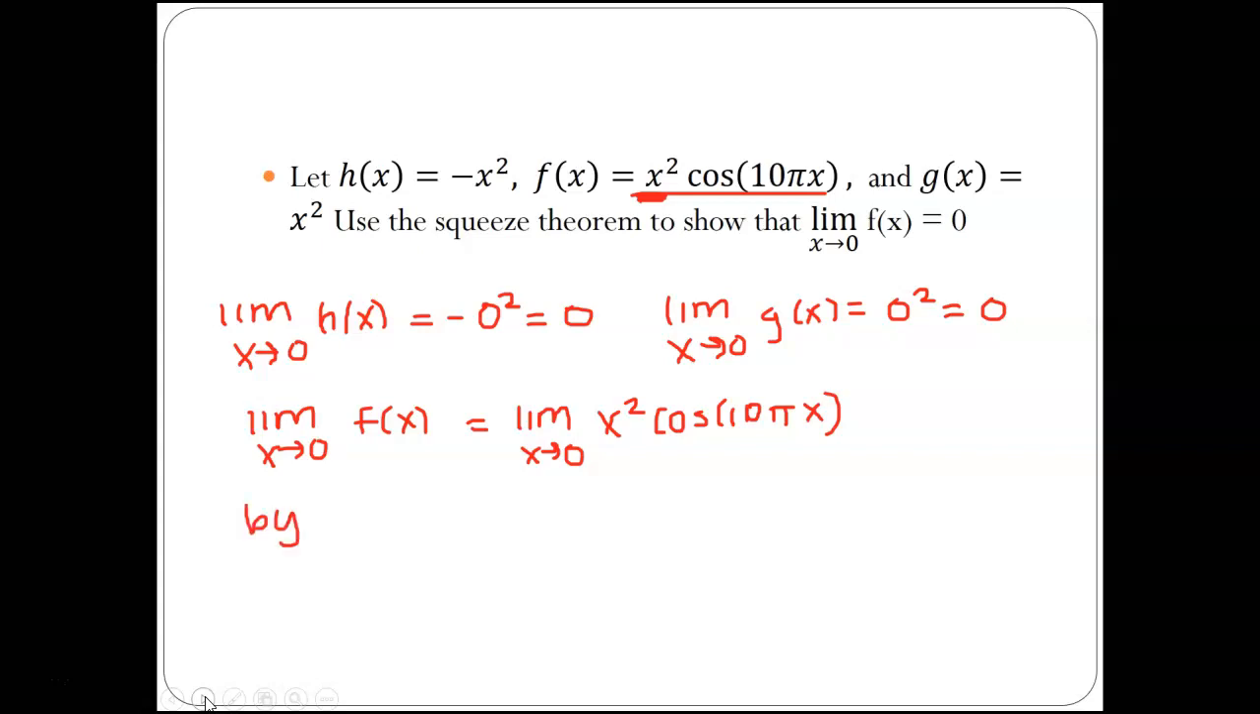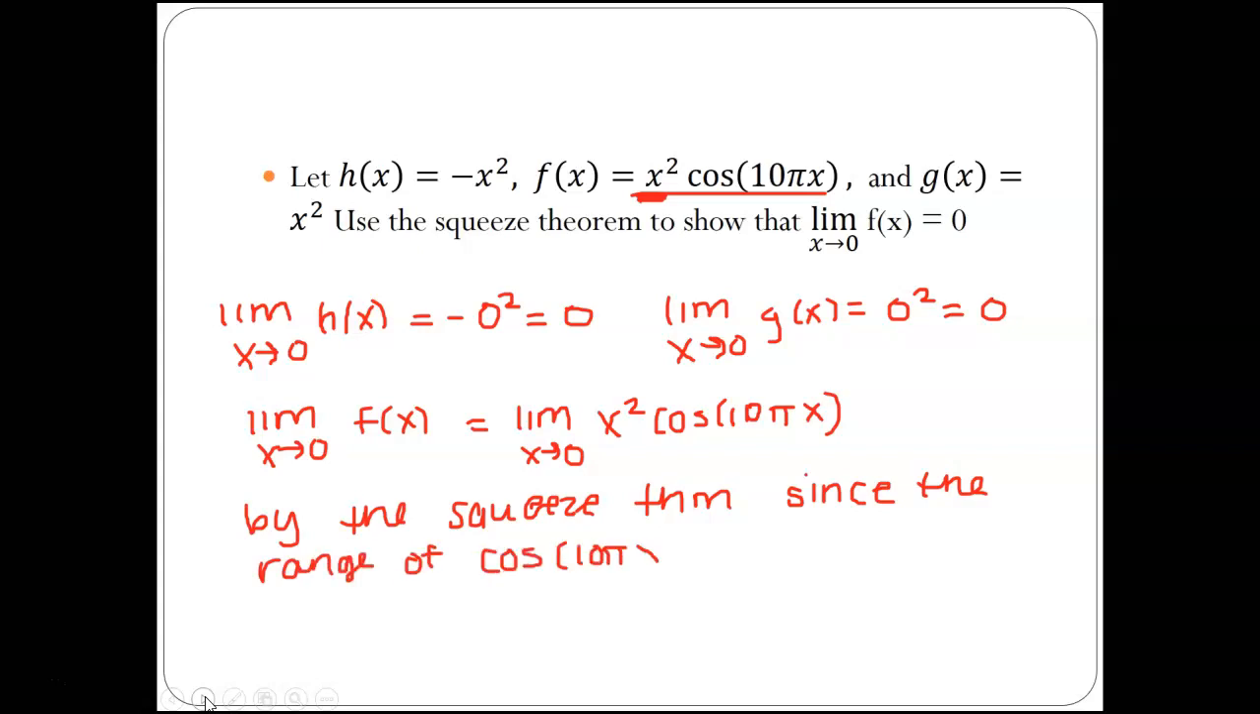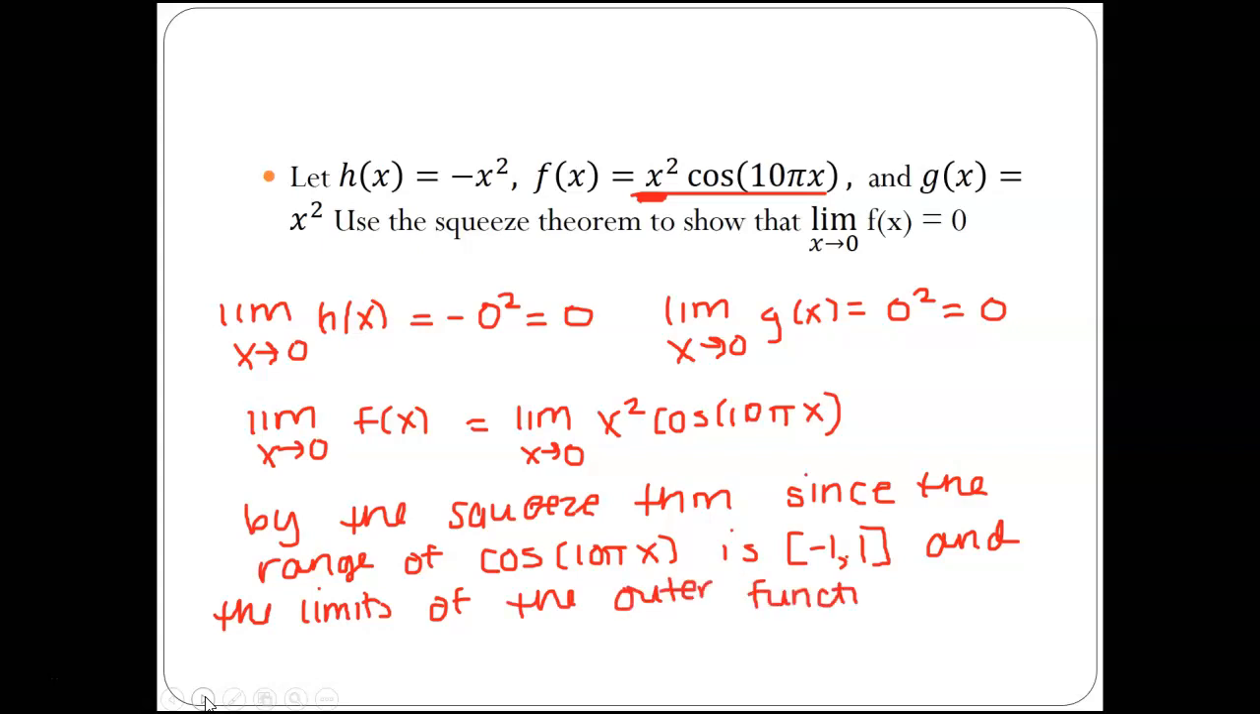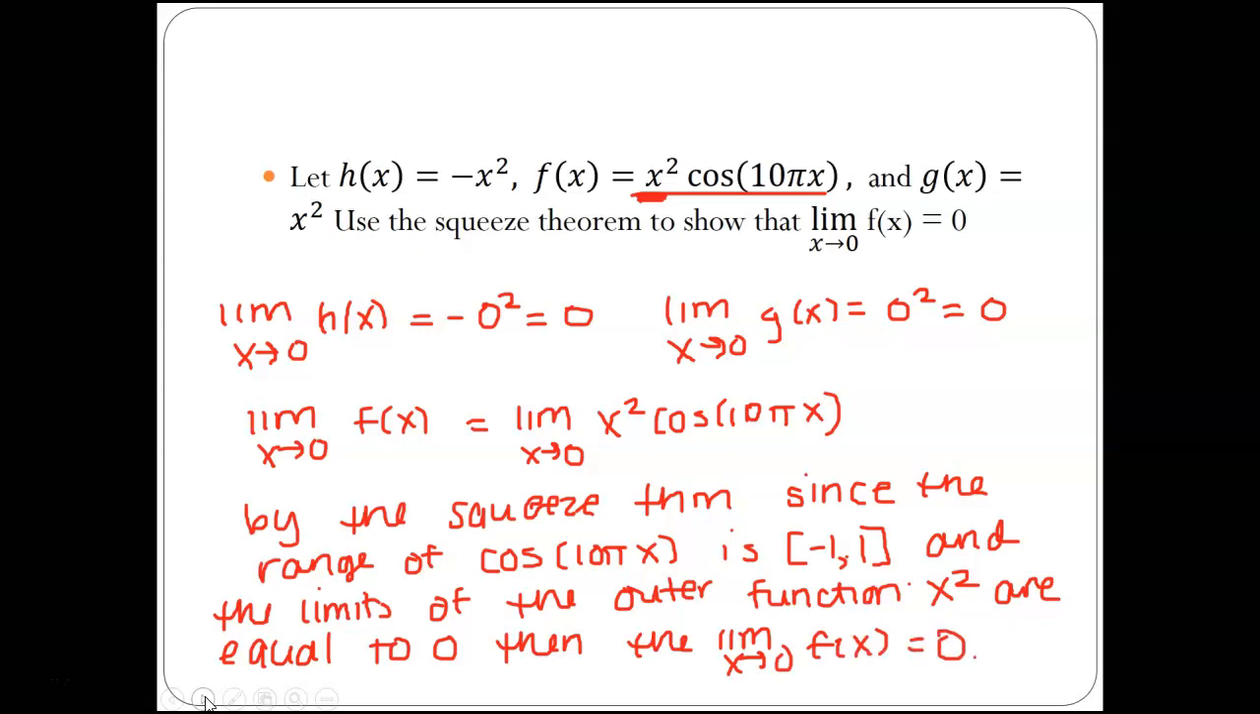And then you can say by the squeeze theorem, since the range of cosine 10 pi x is -1 to 1, and the limits of the outer function x squared are equal to 0, then the limit as x approaches 0 of f of x is also equal to 0.